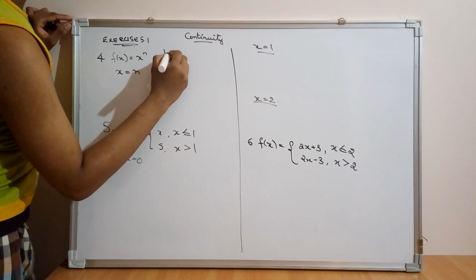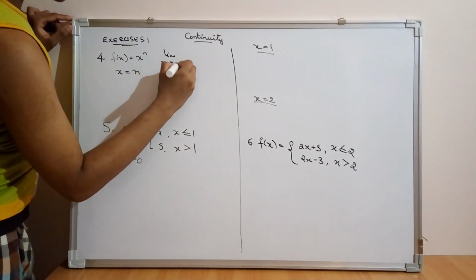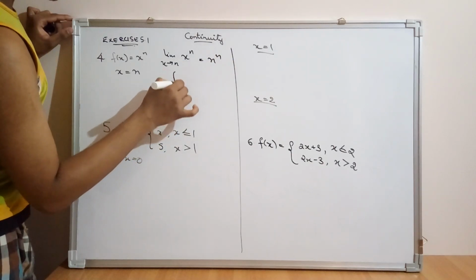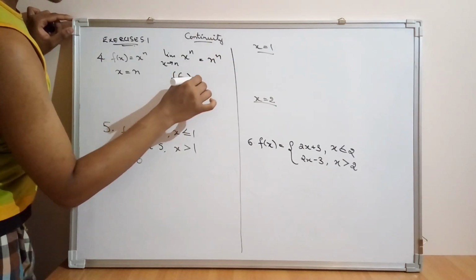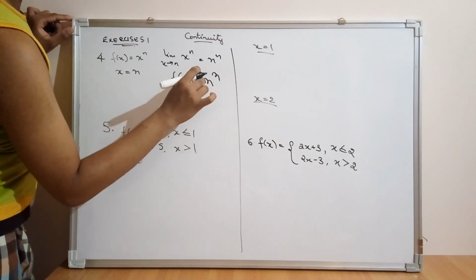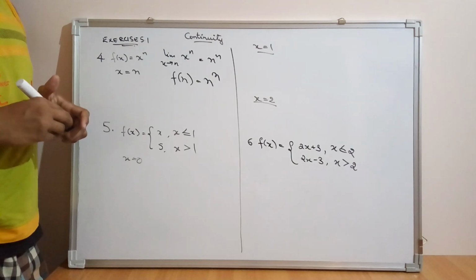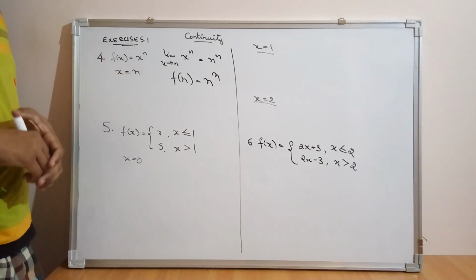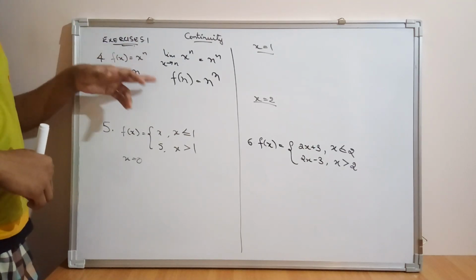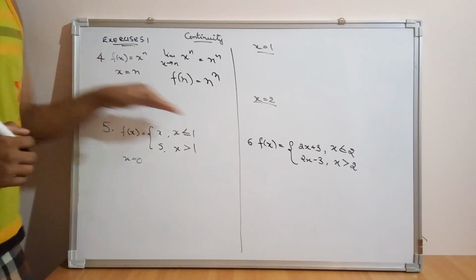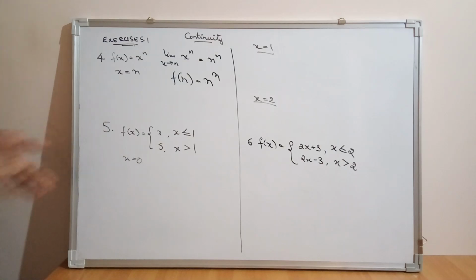Now we'll find the limit as x tends to n of x raised to n. So this becomes n raised to n. Similarly, f of n is going to be n raised to n. Therefore the left hand limit is equal to the right hand limit, which is equal to the value of the function at that particular point. Therefore, it is going to be continuous. That's all about this. You need to write proper statements and all, but I'm skipping all the statements.